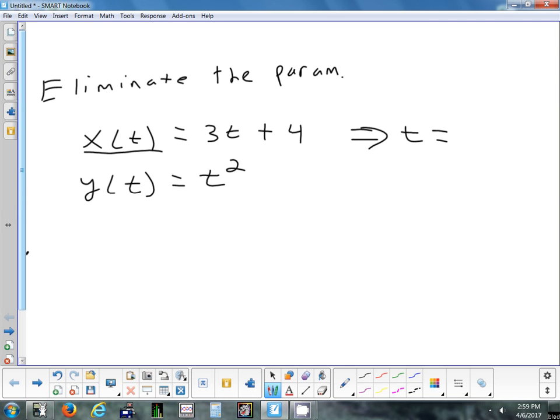What would you have to do? X over 3, right? Well, what would you do first before you did the divide by 3? Subtract 4. Subtract the 4. And then divide by 3. So over 3. Yeah, you can put the 1 in front and make it 1/3 x. And now, what do you do with this?